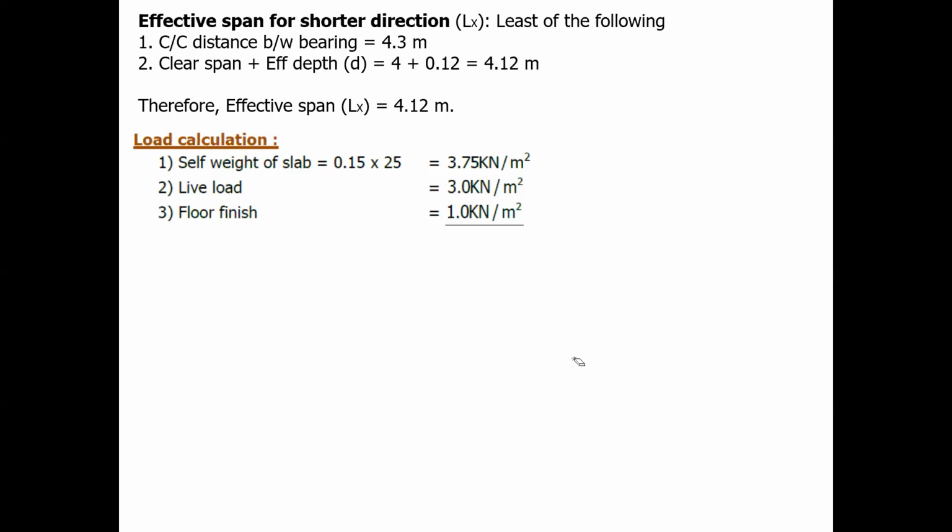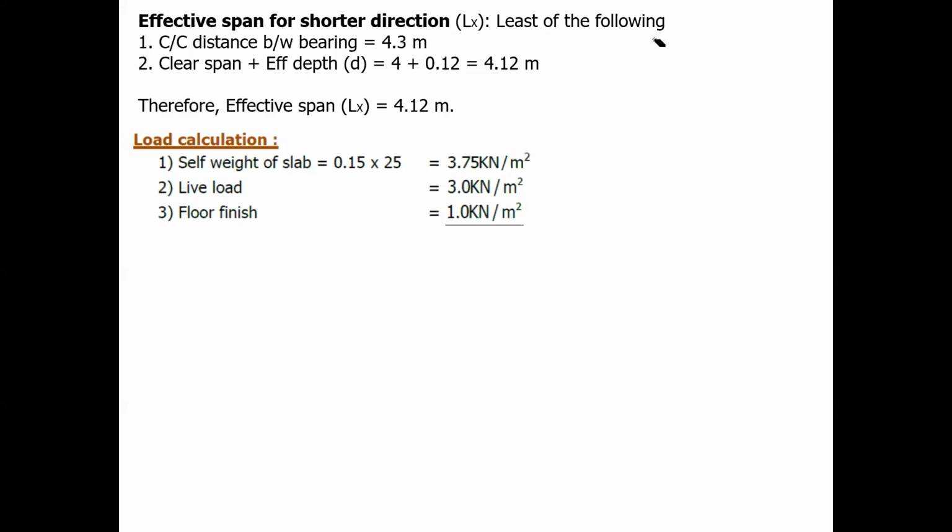Self-height of slab is equal to the depth into the density of concrete. Density of concrete is 25. And live load is given 3 kilonewton per meter square, and floor finish is given in the question. It is 1 kilonewton per meter square, right? Suppose if the floor finish is not mentioned in the question, you have to consider 0.5 or you can take 1, no issue. Especially in RCC, we are going to check the procedure, how you have followed.